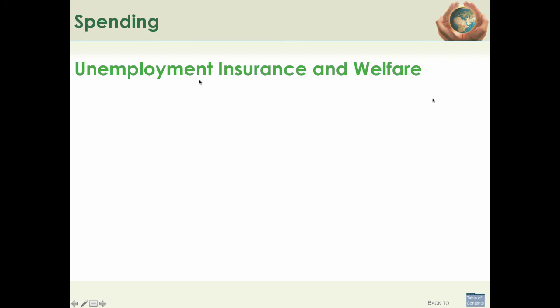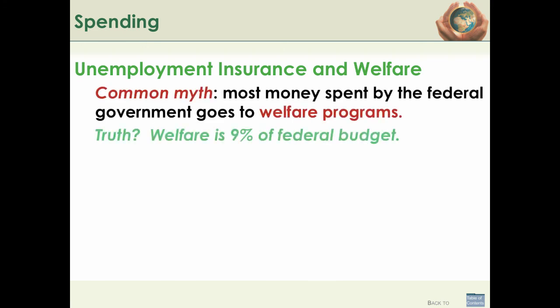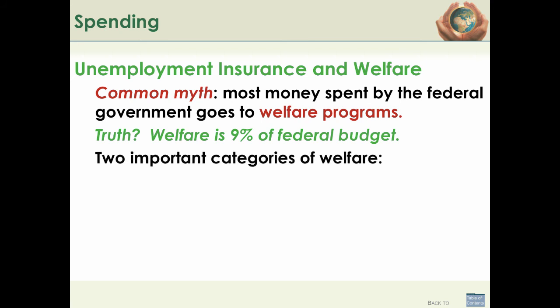It's worth noting that there are some common misperceptions. For instance, that welfare and unemployment insurance take up a large chunk of the federal budget. They simply do not. The massive programs, as we've seen before, are defense, healthcare, and pensions, including Social Security. So it's about 9% of the federal budget that goes to these kinds of programs.